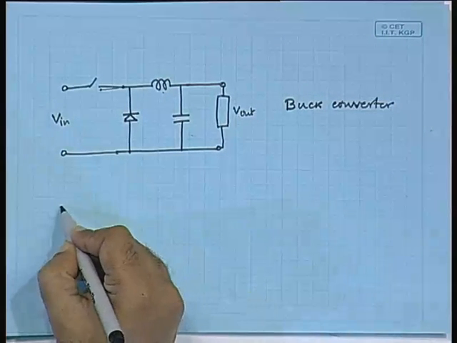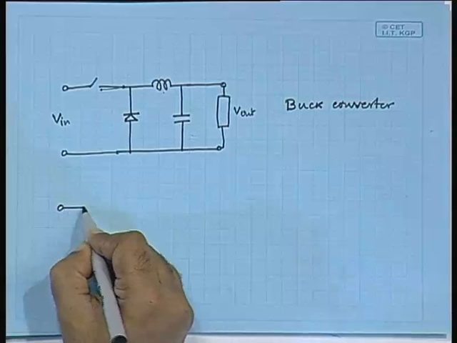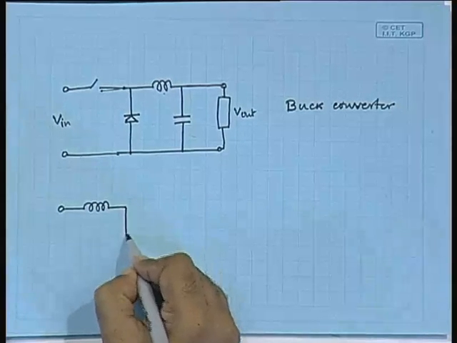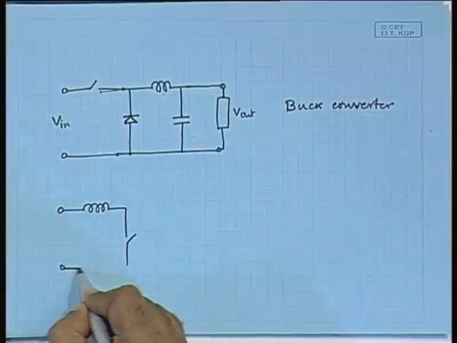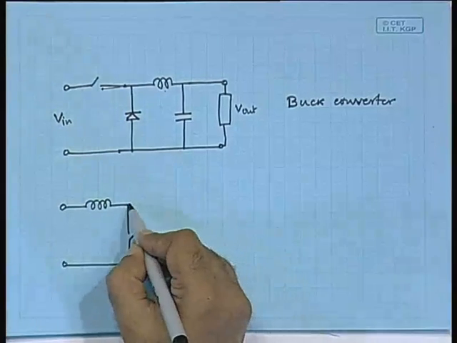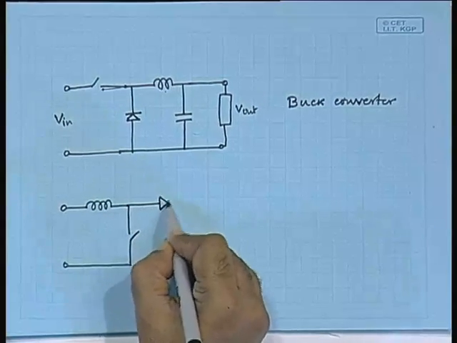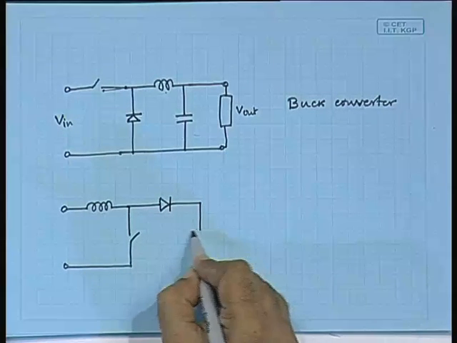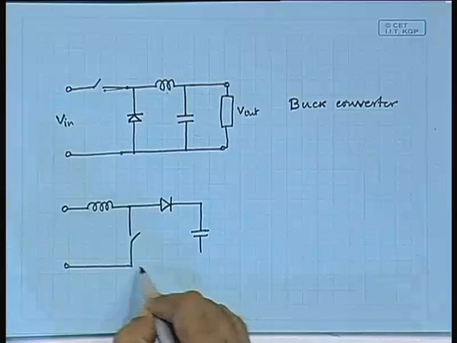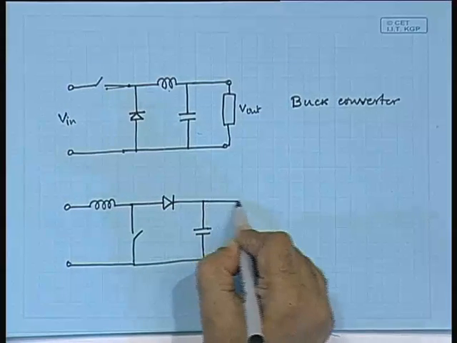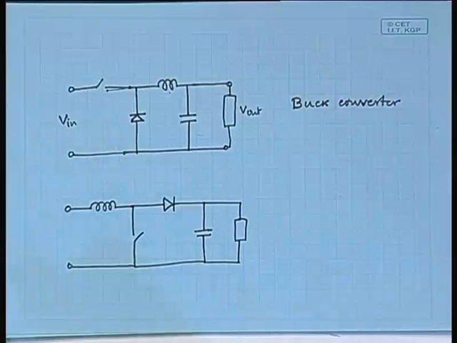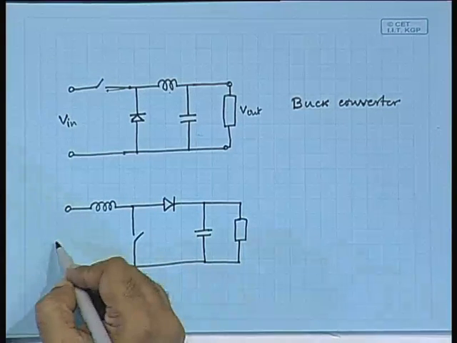You might also imagine a situation where the circuit is something like this, inductor is here, the switch is here, you have got the diode here, the capacitor here, and the load here. Now, notice here is the input voltage.